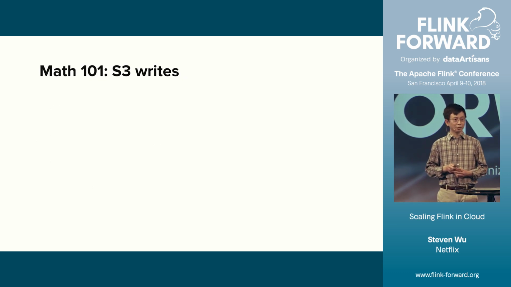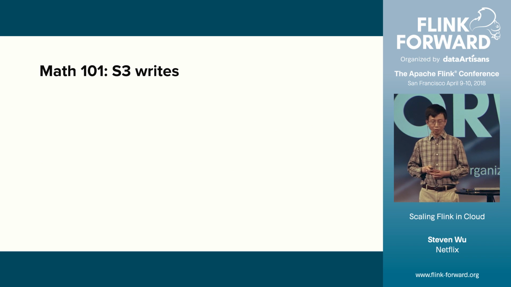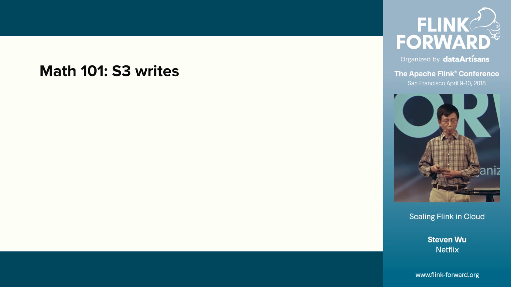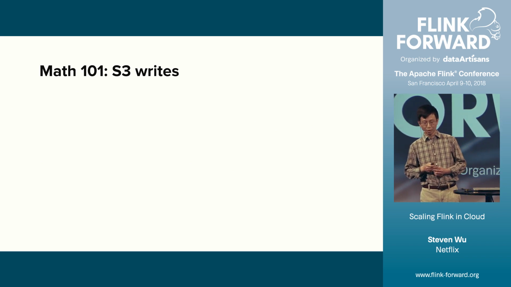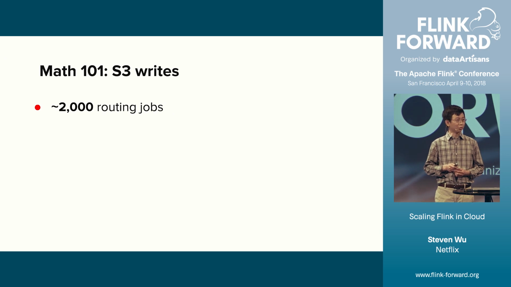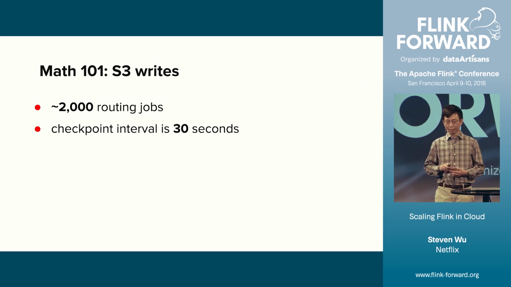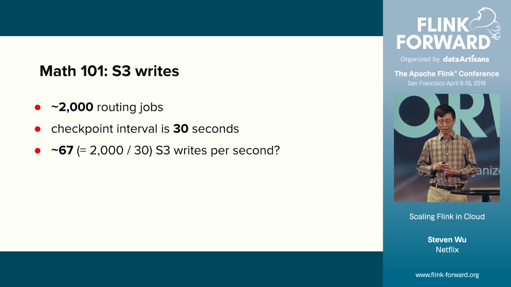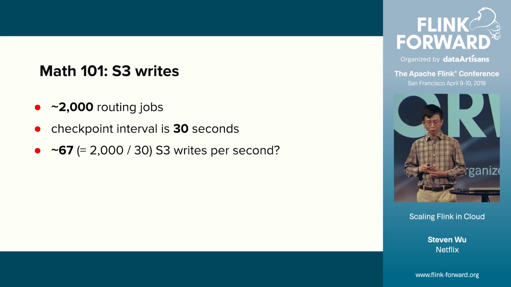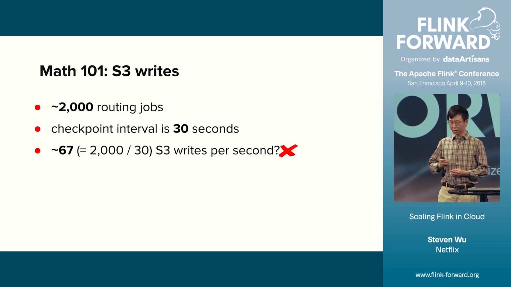Let's do some math to see how many S3 writes we need to do for Flink checkpoints with such a scale. I mentioned that we have 2,000 routing jobs. If our checkpoint interval is 30 seconds, does that mean we're doing 67 S3 writes per second? Yes and no. Let me explain it.